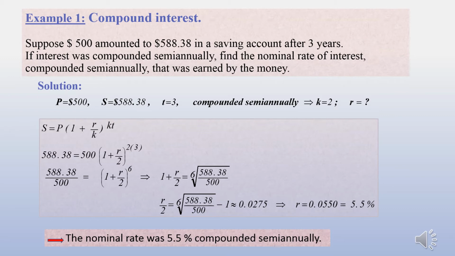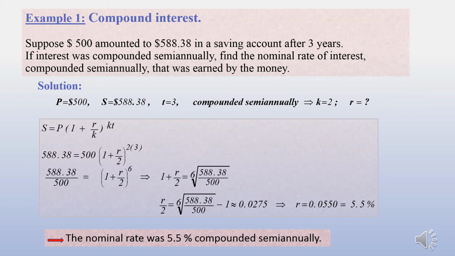From the first sentence, we get three of the variables. Variable P equal to 500, variable S equal to 588.38, and variable T equal to 3. In the next sentence, we have the next variable, which is the variable K: if interest was compounded semi-annually, it means K equal to 2. Find the nominal rate of interest, find R. So now we have all the 5 variables, of which one variable is unknown. We are going to find the value of R here.